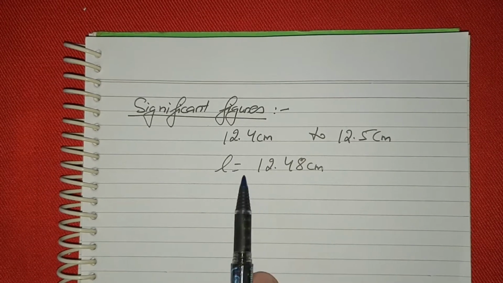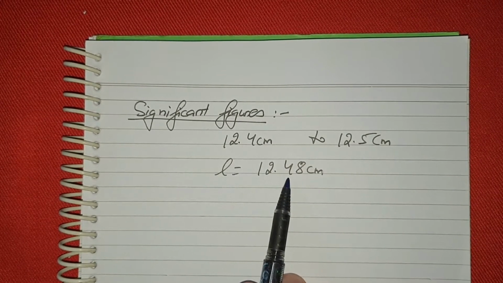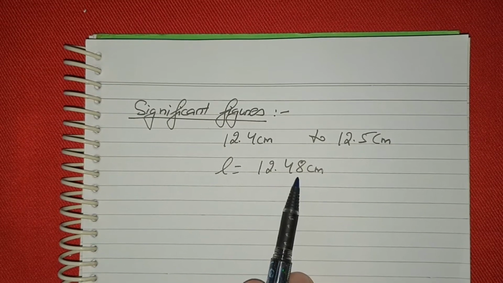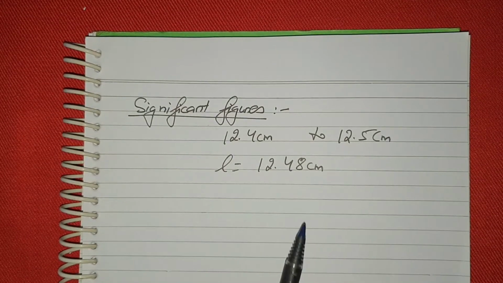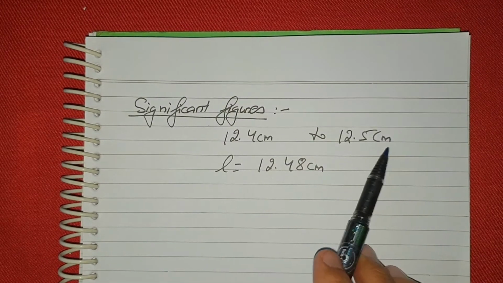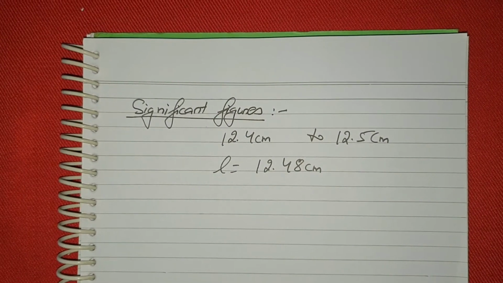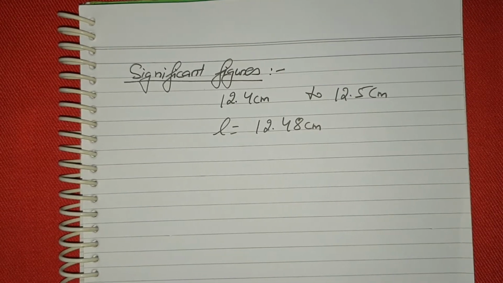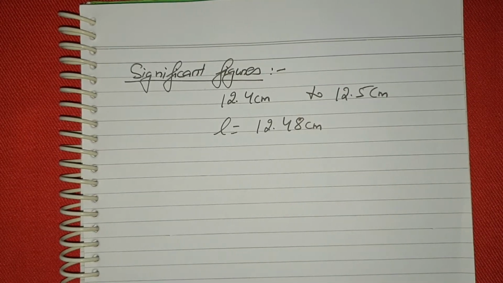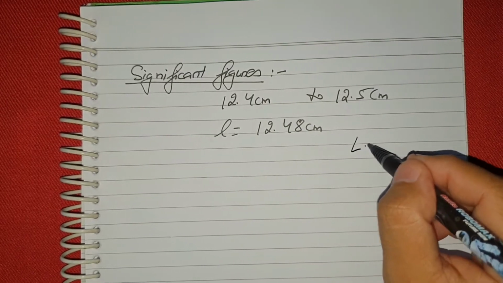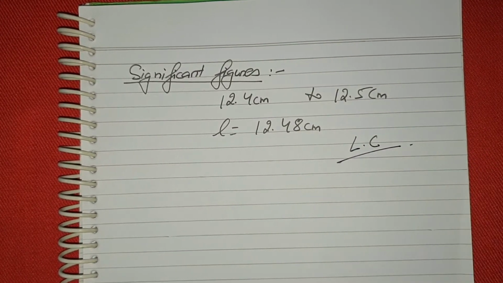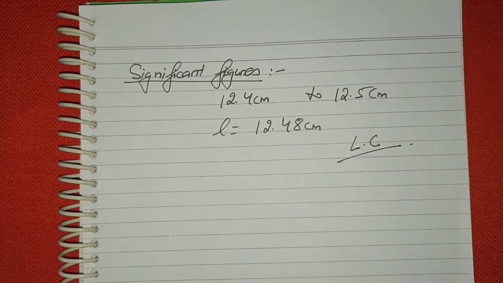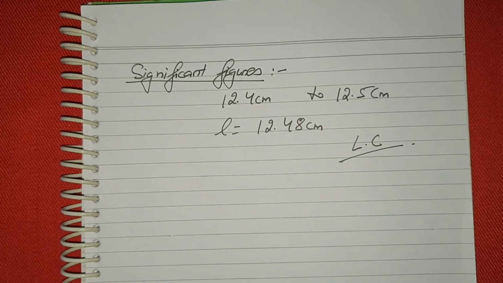Now out of these, 1, 2 and 4 are precisely known, but the last digit is only approximately known because it lies between 4 to 5 and we have approximated it to be 12.48. The significant figures of a physical quantity also depend upon the least count of the measuring instrument. So, the lower the least count, the more the number of significant figures and the more the accuracy.